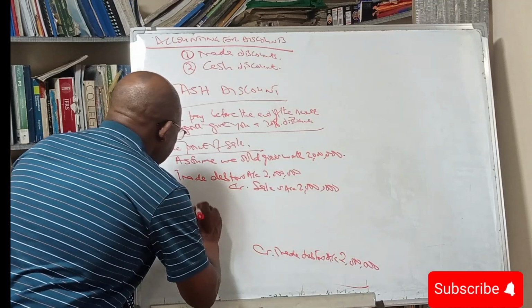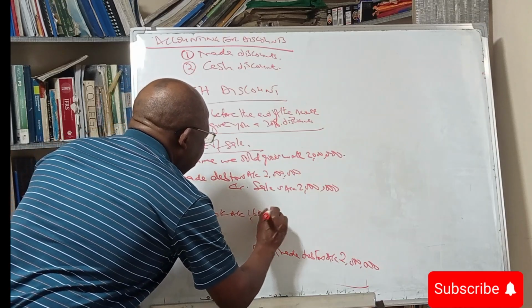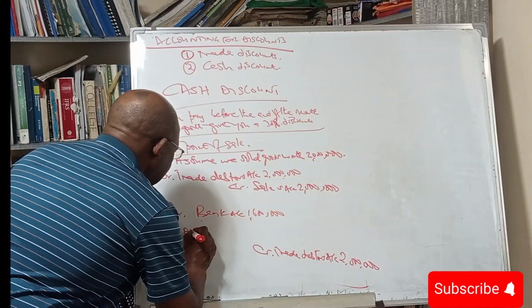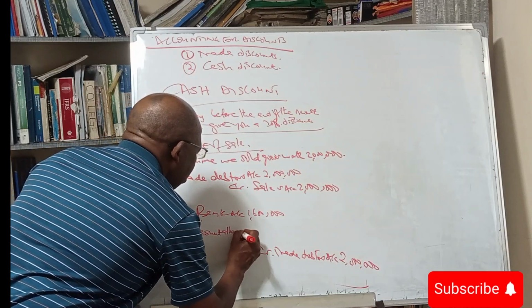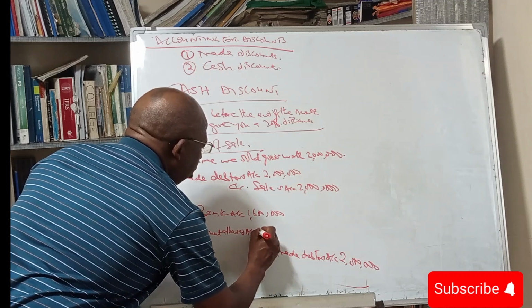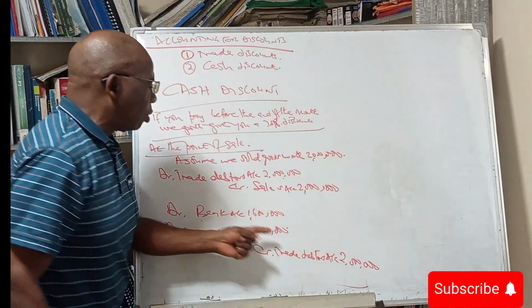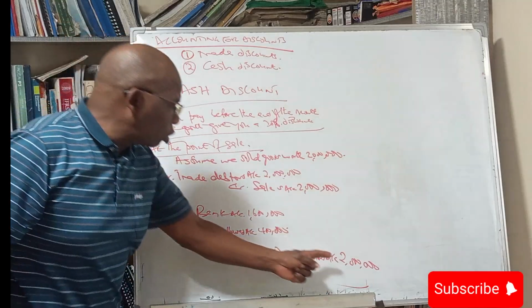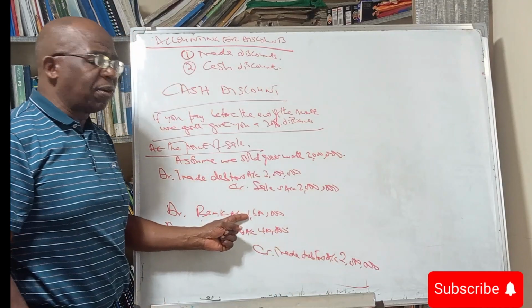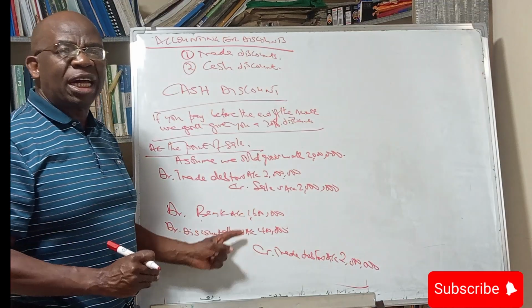So we debit bank account 1,600,000, and we also debit discount allowed of 400,000. Instead of receiving 2 million, we are receiving 1,600,000. The difference between 2 million and 1,600,000 is a discount which we have allowed.